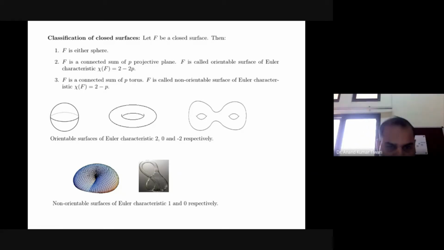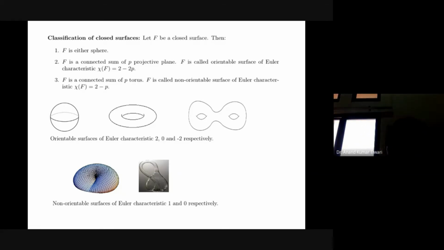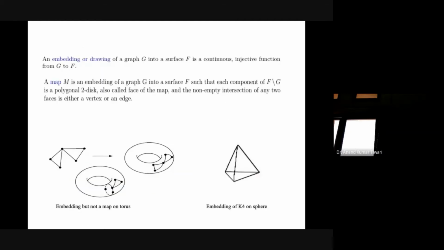So basically the sphere is an orientable surface of Euler characteristic 2, the torus is 0, and the double torus is minus 2. Similarly, the projective plane is a non-orientable surface of Euler characteristic 1, and the Klein bottle is a non-orientable surface of Euler characteristic 0. So now we have the classification of closed surfaces. Now we'll talk about maps on closed surfaces.